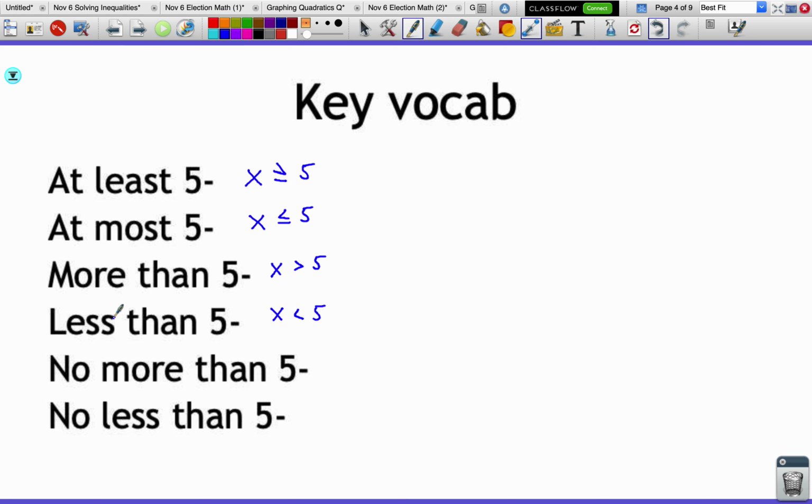All right, here's two new ones. No more than 5. All right, so if I want no more than 5, then 5 needs to be the maximum. I want x to be less than or equal to 5. 5 is acceptable. If I say no more than 5, then you can give 5. You just can't go above. No less than, so this one will flip around. X is greater than or equal to 5. All right, we can be equal to 5. We just can't go less than it, so we must be greater than it. And there we go.